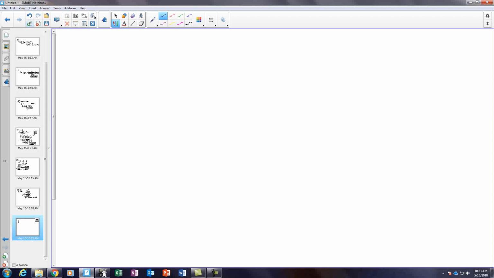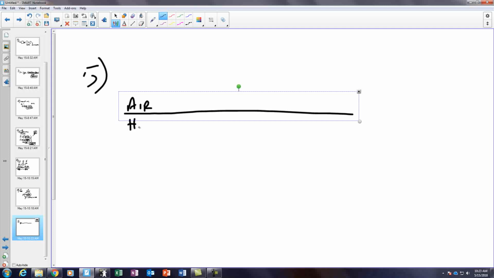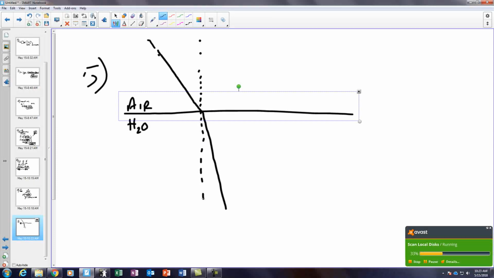So if we go over to question number 5, we have an air to water deal. And we have a ray of light coming in and then bending. We have our perpendicular here. This is 40 degrees, and I want theta 2 right there.